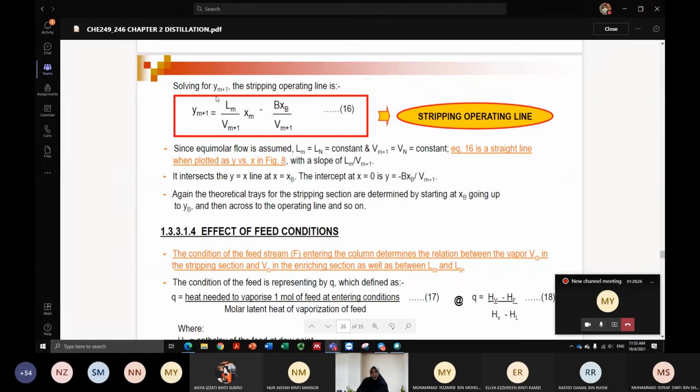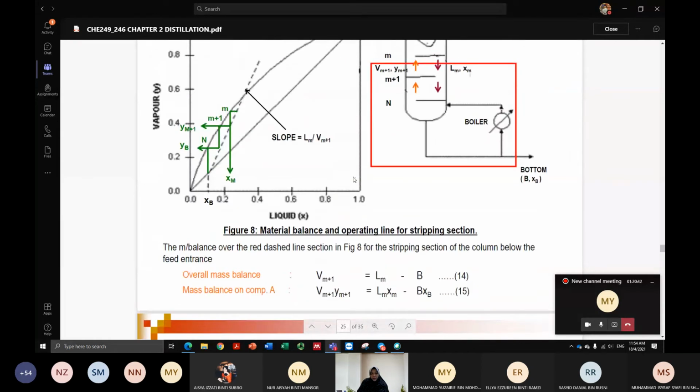Let's say the gradient that you have here is 2. It doesn't matter, I make it easy. How do you get 2? M is equal to delta y over delta x. So 2 means 2 over 1, meaning 1 part of x and 2 parts of y.